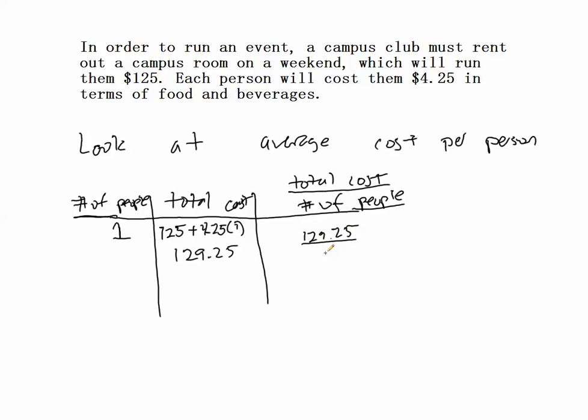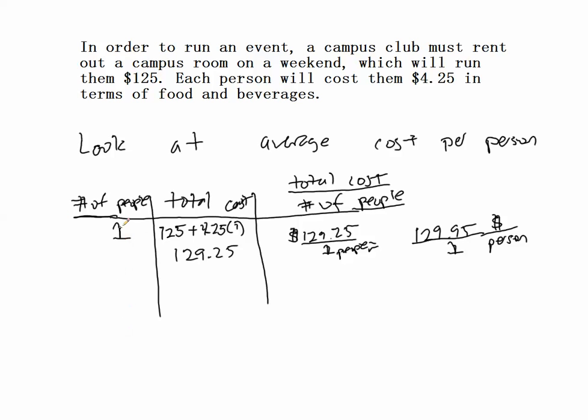So that means that on average, $129.25 divided by there only being one person gives the per person cost. This is in dollars, and this is the number of people. So my resulting units would be $129.25 per one person. Dollars per one person. Well, that's a very, very high cost, right? To allow that one person to attend is going to be very, very expensive.